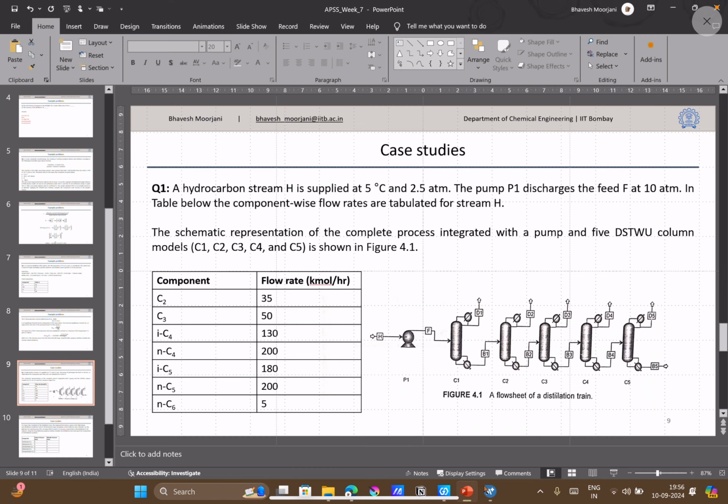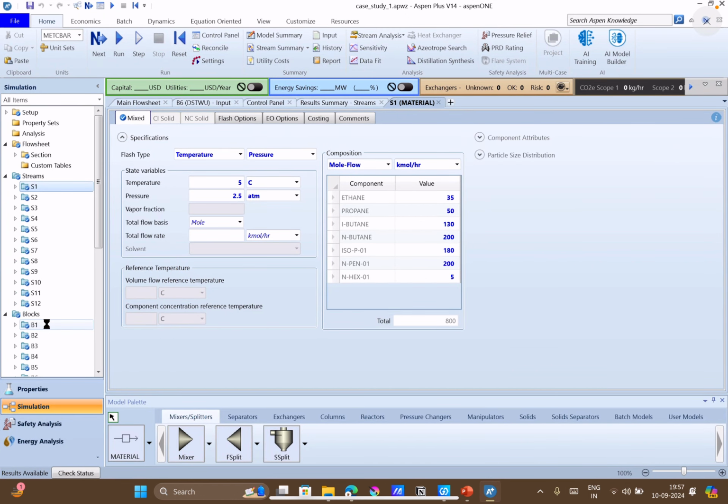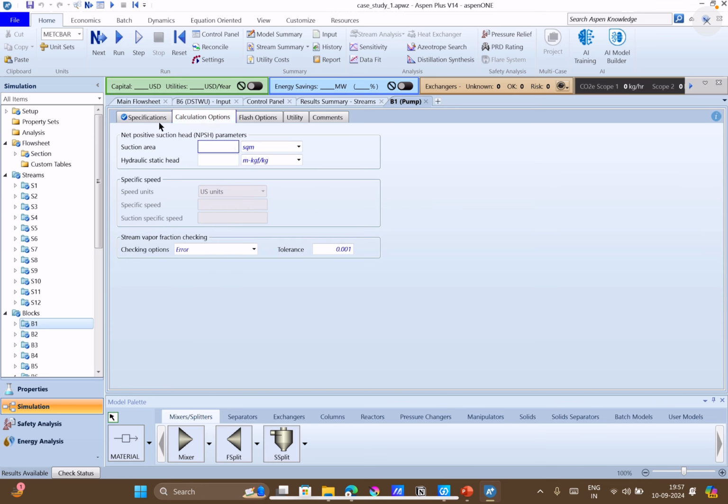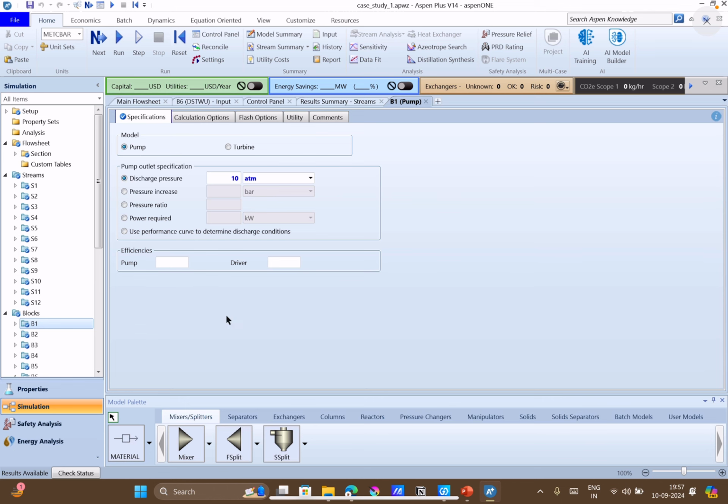Once that is done, we will move forward with the pump specification for block B1. This is working as a pump, and we specify the discharge pressure that has been given as 10 atmospheres. Here there is no mention of pump efficiency or driver efficiency, so we will leave it as it is. That means Aspen Plus will consider 100% pump efficiency and provide the calculation. If you know the pump efficiency for your particular problem, that can be incorporated.